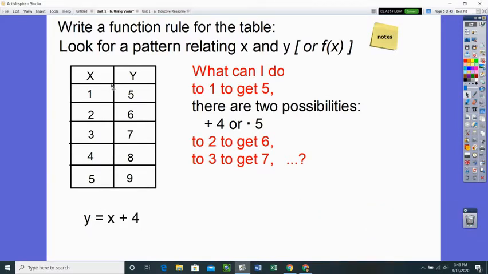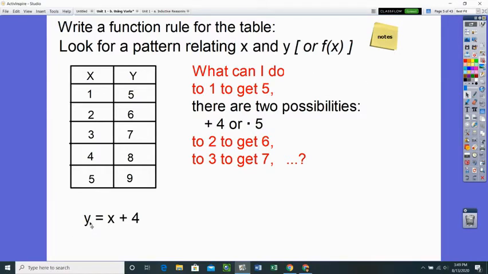So y, my output, would be the input plus 4. Put in 1, add 4, you get 5. Put in 4, add 4, you get 8. And this function rule describes the entire table. Hey guys, this is an explicit rule. I can right now find out what would happen if x was 100. And if I put 100 in, I'll get 104. It's that same idea we were kind of talking about with explicit rules.